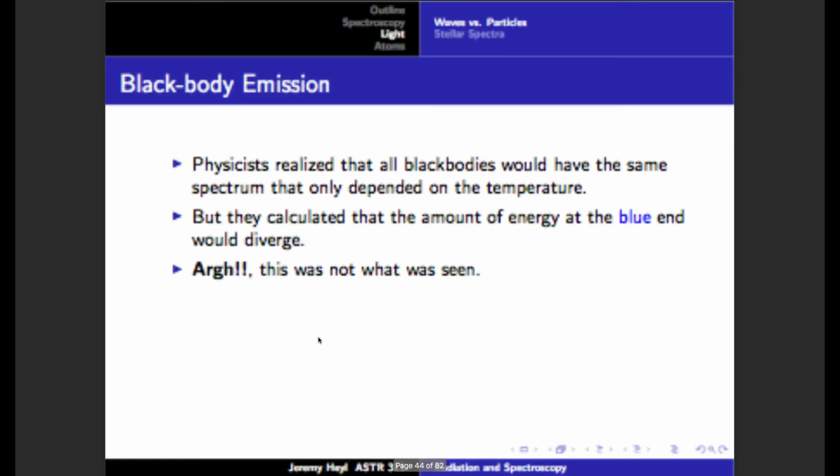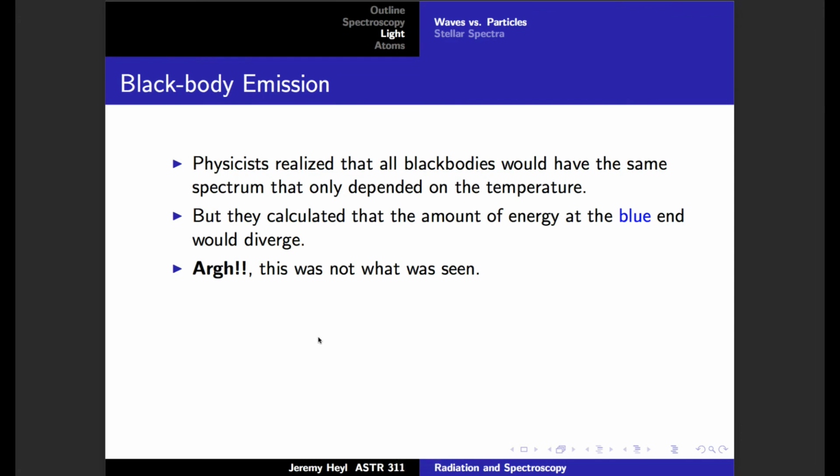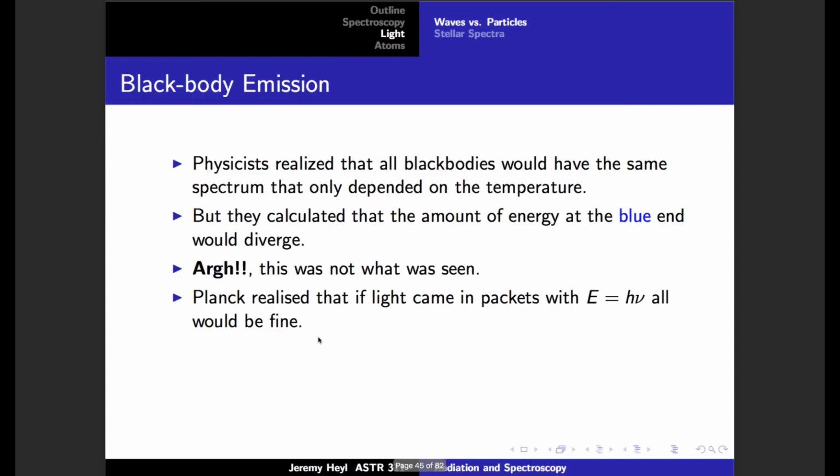So we didn't see that. No one died right now. It's not what we actually observed. And Planck, whose constant is called h, the Planck constant, he realized that if light came in these little packages, this is before Einstein's point, you could make it work, right?